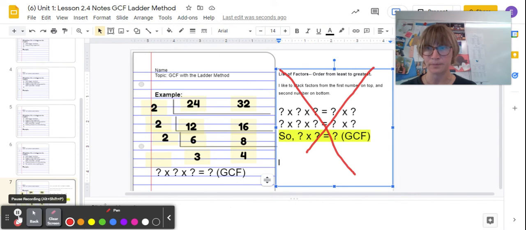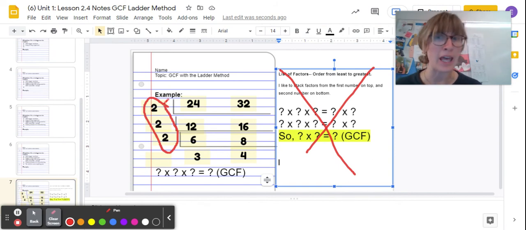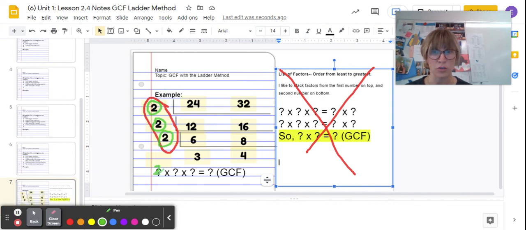Instead, what we're going to do is look over here to the left, the GCF on the left, and you're going to say, all right, I see that I have my primes. And I can circle them individually, right? So I have a 2, and then another 2, and another 2. And so when I multiply those together, 2 times 2 is 4, 4 times 2 is 8, I know that the GCF, the greatest common factor between 24 and 32, is 8.